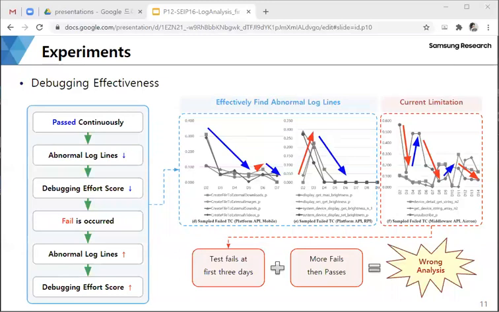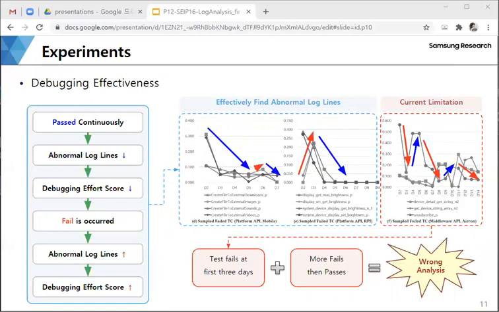This figure shows the D-score change flow during the test period for selected test cases which have at least one failure. The first graph shows the normal flow we expected. For example, for the first test case, it failed on day 6 and the D-score increases a little at that date.